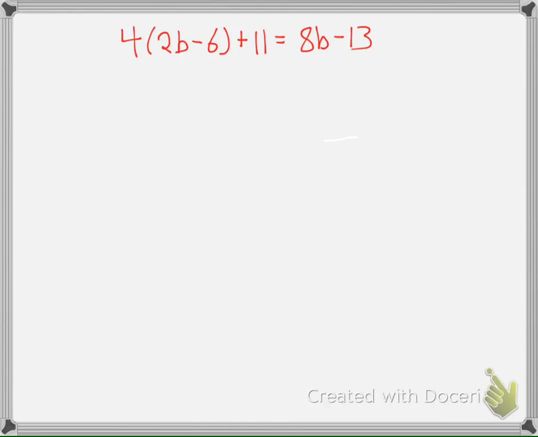So the original equation was 4 times 2b minus 6 plus 11 equals 8b minus 13. Ooh, that doesn't show up very good on this background. Let me switch my background real quick. There we go. That's better, easier to see. All right, so there's my original equation.